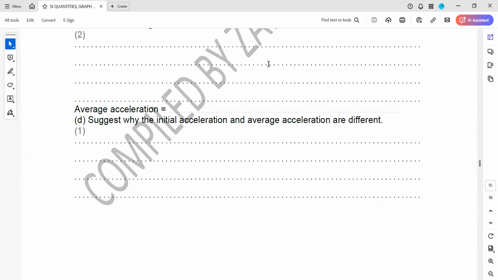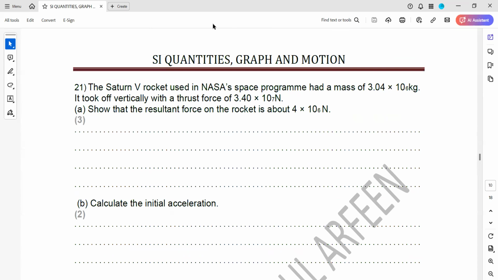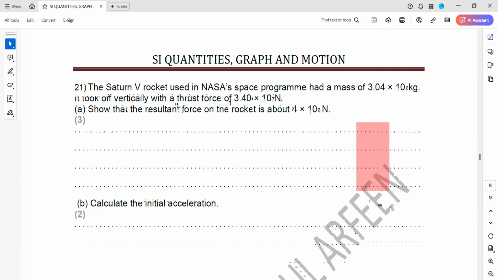Suggest why the initial acceleration and average acceleration are different. Look, initially this rocket will have some fuel inside. But the rocket moves by burning the fuel. So what will happen to the mass of the rocket? The mass of the rocket will change. We have the formula F equals ma, or F divided by m equals a. So even if the resultant force is constant, but the mass of the rocket is changing, when the mass changes, the acceleration will also change.